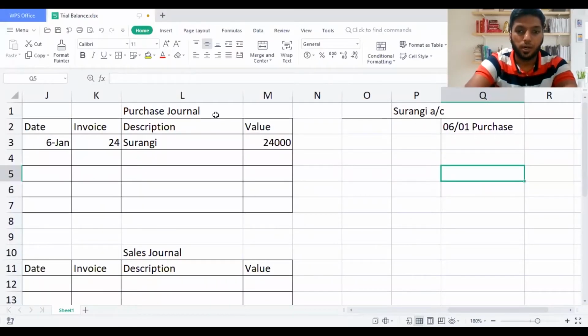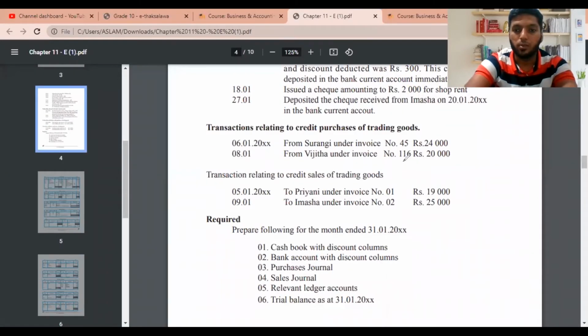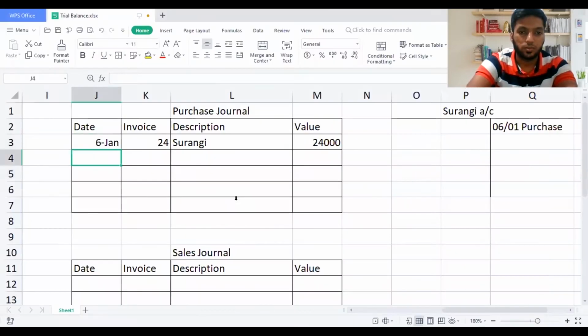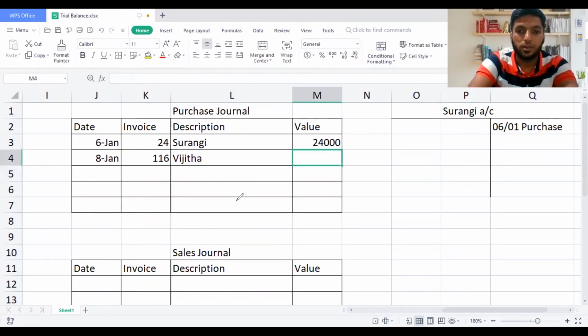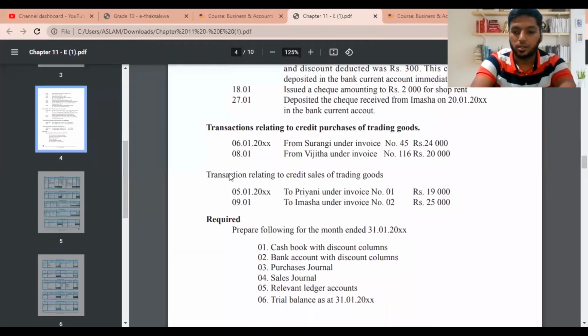Then moving on to the next part of the adjustment, it says from Vijita under invoice number 116, 20,008 first. So I will write Vijita, 8th first, invoice number 116. What is the value, guys? The value is going to be 20,000. So I'm going to record 20,000 here as a transaction.